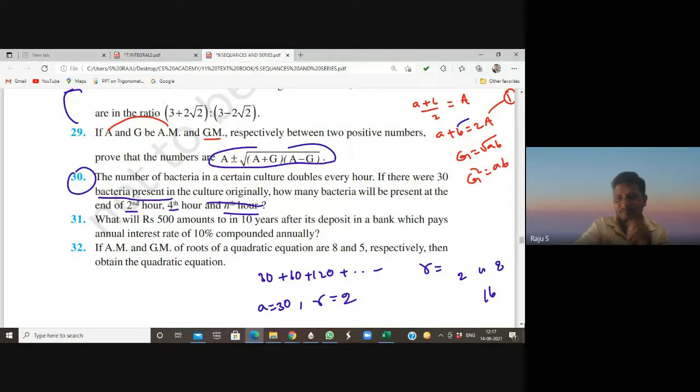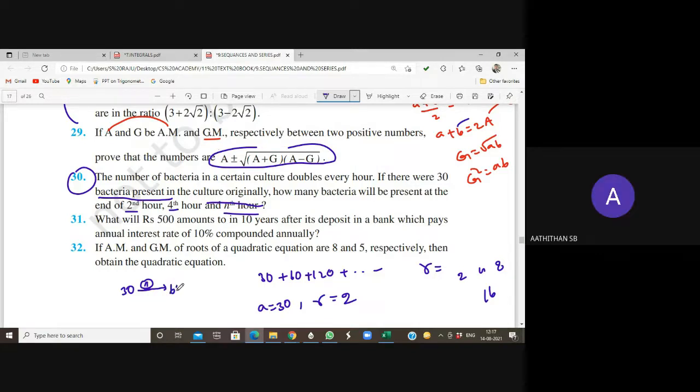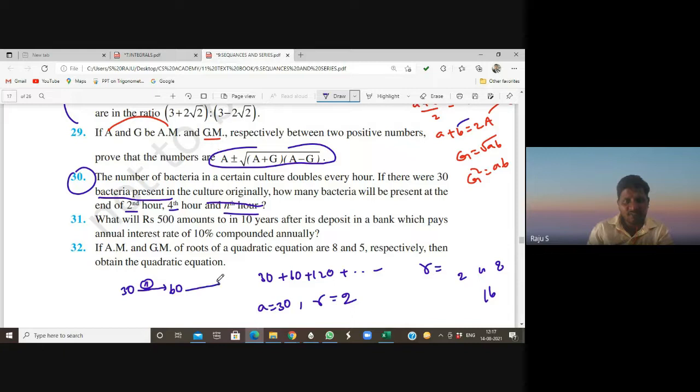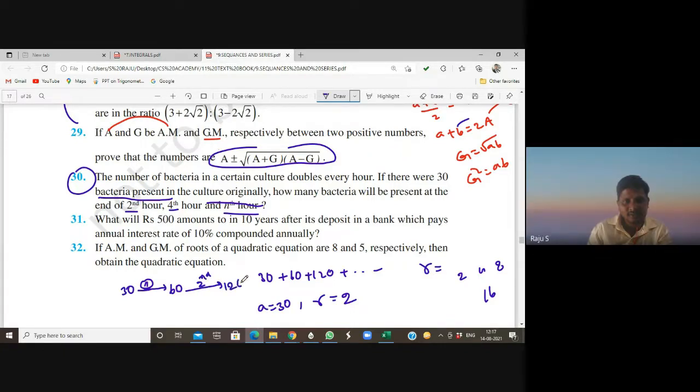See here, students, simple. Starting bacteria 30. After 1 hour, what do the bacteria become? At the end of the first hour it is 60. Again, at the end of the second hour 120. It's not 90. At the end of the third hour it is 240. At the end of the fourth hour it is 480.